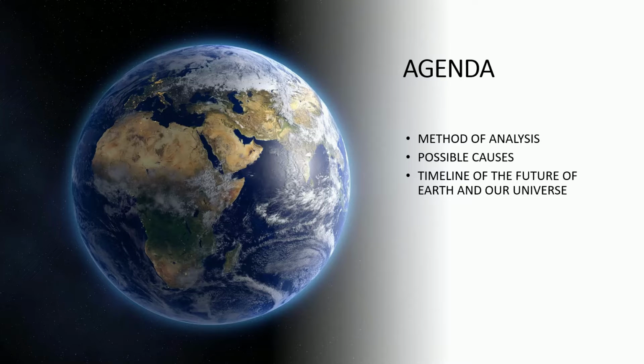So here's going to be our agenda. At first, we're going to be analyzing what is going to be the method of our analysis of the end of times. Obviously, we have history, we have religion, and then we also have science. Then we're going to be discussing the possible causes that may cause the destruction and take us to the end of times. And then we're going to be talking about the most interesting part of this presentation, which is going to be the timeline of the future of Earth and our universe, which will give us some sort of an idea of the times when multiple events can or will occur.